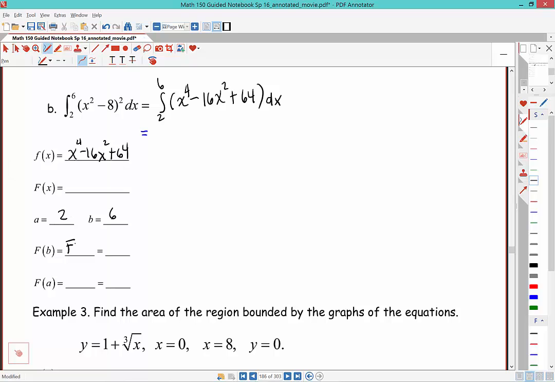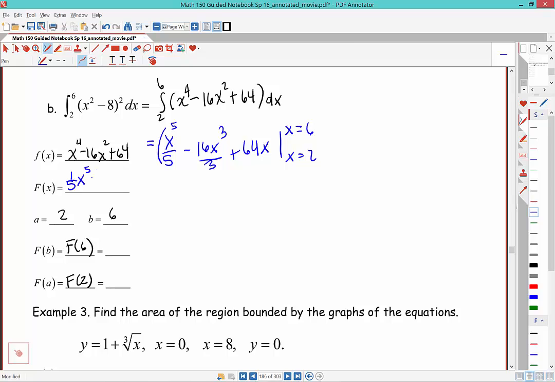This would be capital F at 6, so our antiderivative evaluated at 6. And this would be our antiderivative evaluated at 2. And let's find out what that antiderivative is. So we'll get x to the 5th over 5 minus 16x cubed over 3 plus 64x. And that's going to be evaluated from x equals 2 to x equals 6. So now I'll write it as 1/5 x to the 5th minus 16/3 x cubed plus 64x.